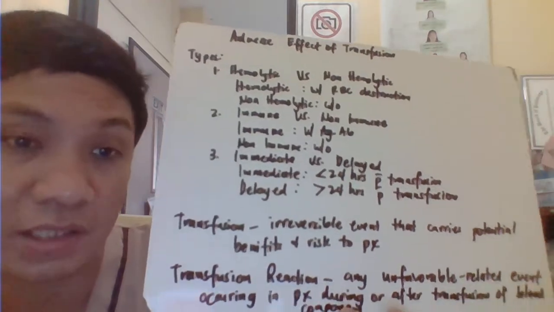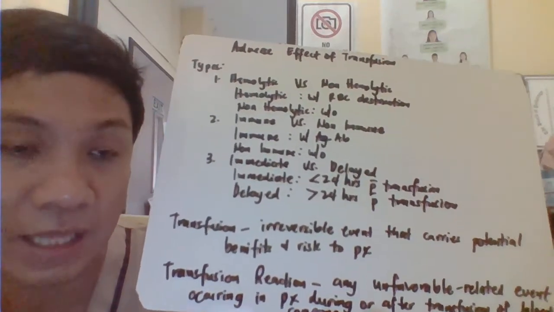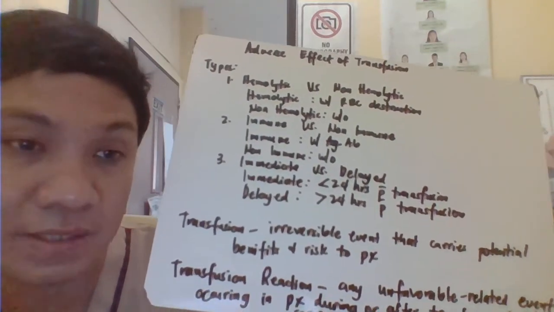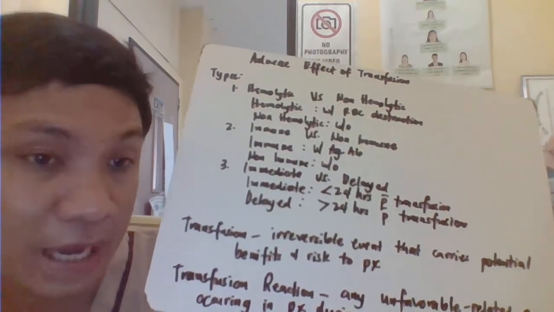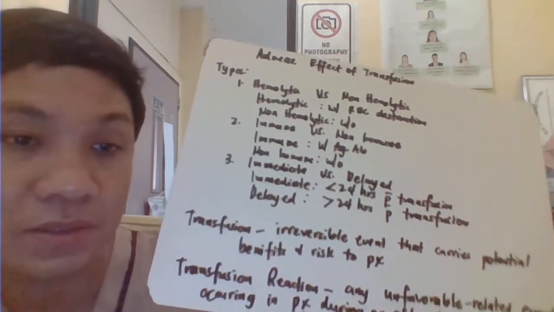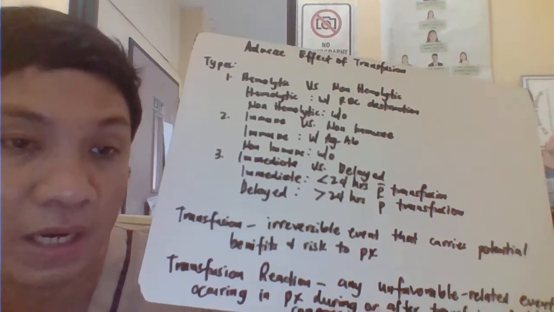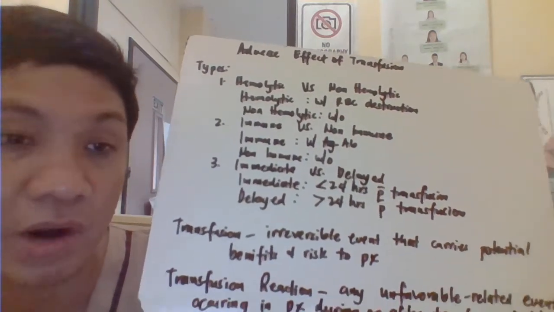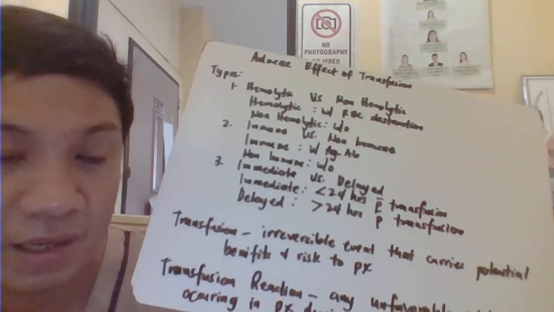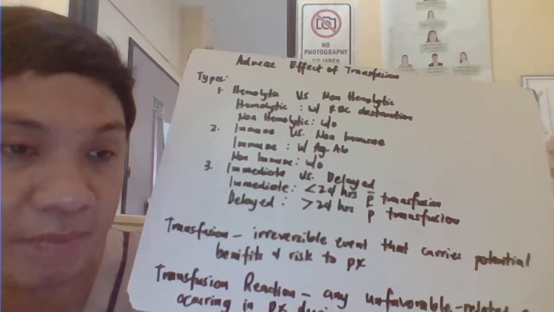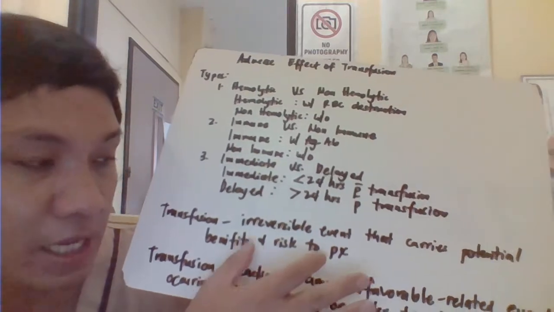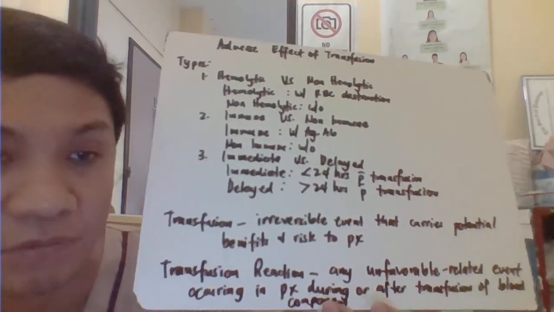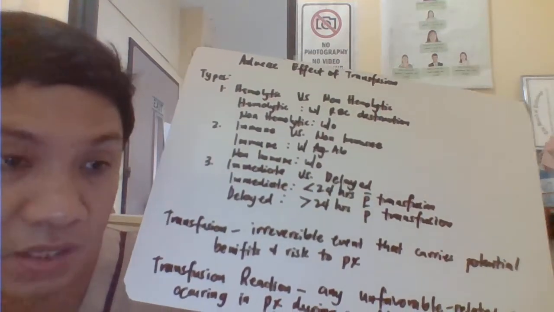because of course we are transfusing a unit of blood that might eventually increase the oxygen carrying capacity of the patient if you are transfusing the whole blood or the RBC products, or it could also correct problems related to your coagulation factors if you are transfusing a unit of blood in the form of plasma. But at the same time, this also carries potential risk for the patient, especially if you have untoward reactions.